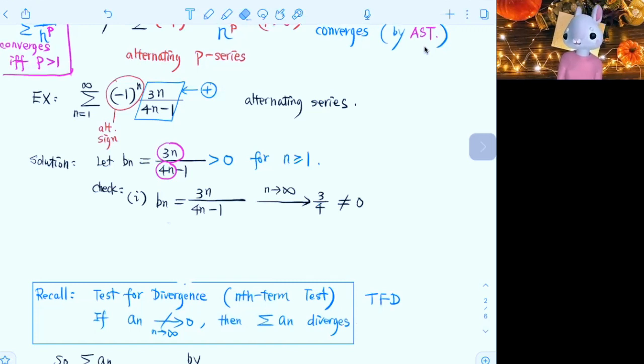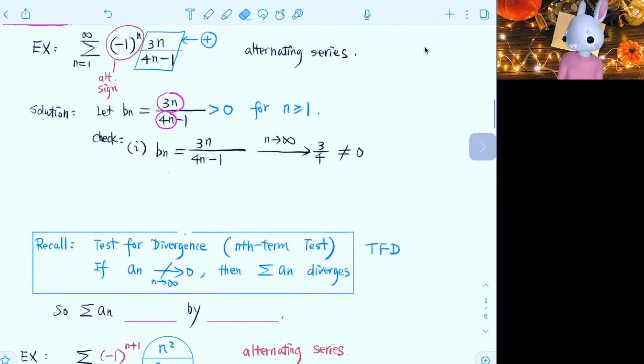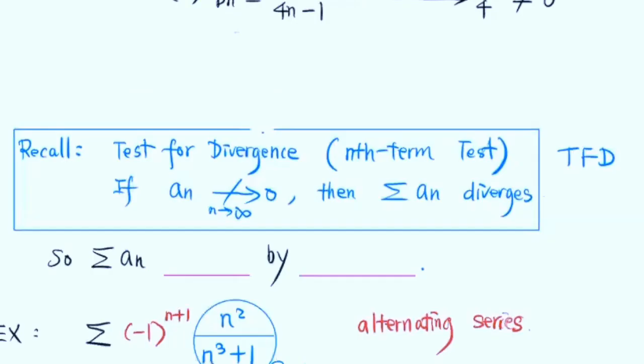So it doesn't satisfy the first condition of the alternating series test. Then what can we say about this series? Well, the series indeed is going to be divergent, but the reason that it's divergent is not because of the alternating series test. Do you remember the test for divergence? Some of you might have learned that from high school. It's called the nth term test.